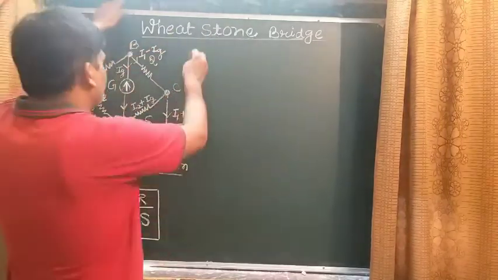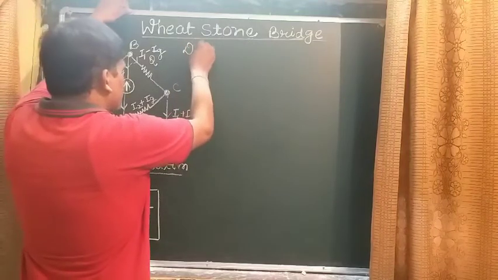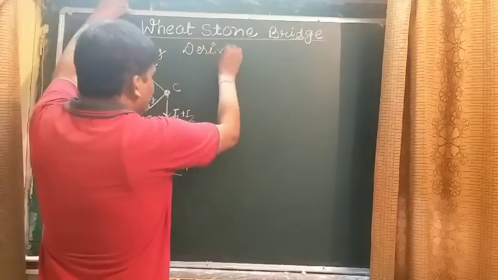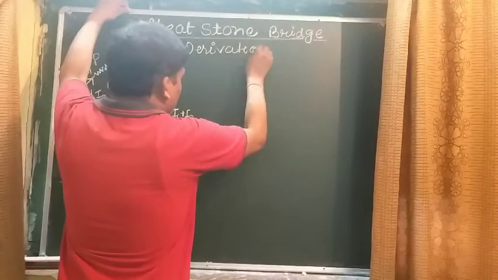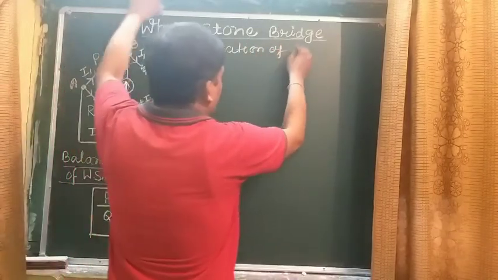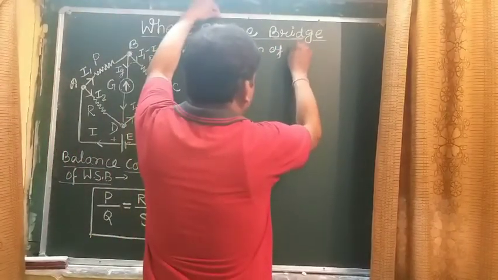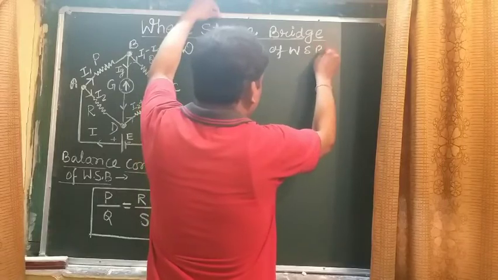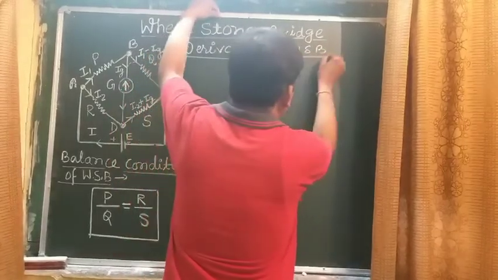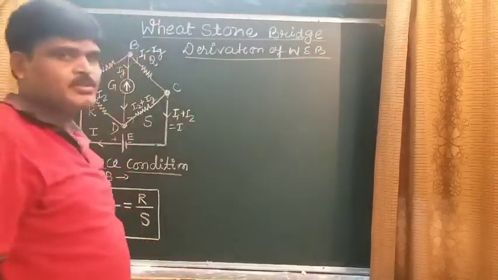Now I am going to derive the balance condition of the Wheatstone bridge. Derivation of the Wheatstone bridge means the balance condition of the Wheatstone bridge.